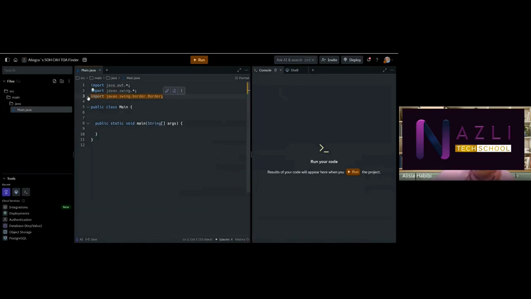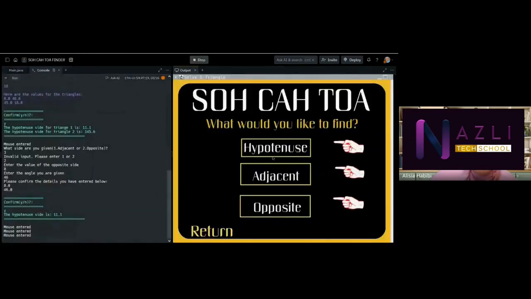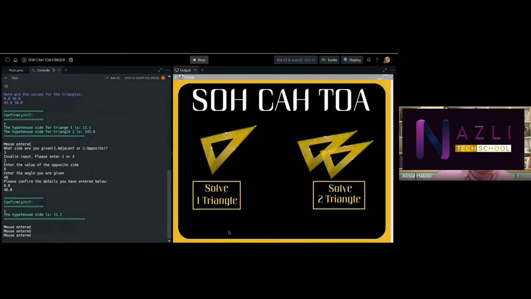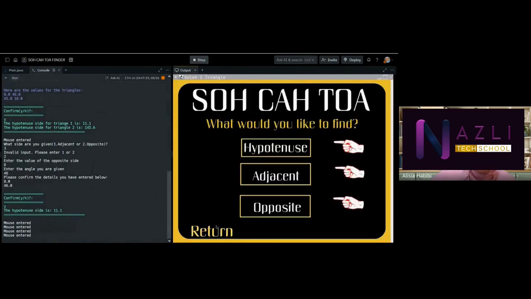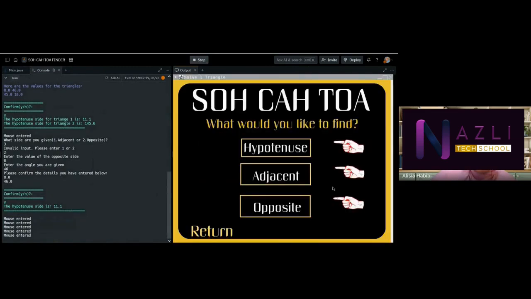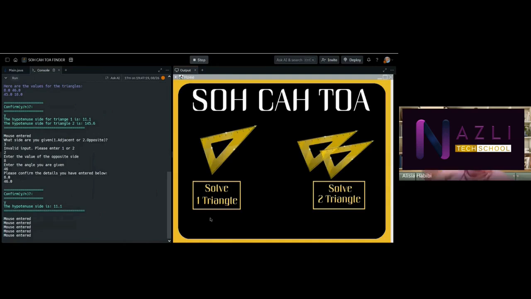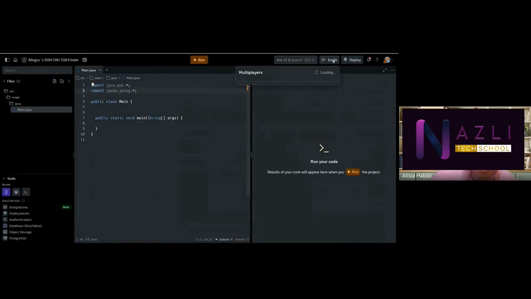And on the home screen, as you can see here, Allegra, it's going to have 2 things where you can solve for a triangle, or you can solve for 2 triangles. So it's going to have those 2 options. And those 2 options are related to mouse events. So I'm going to invite you right now. I've created the program for you.